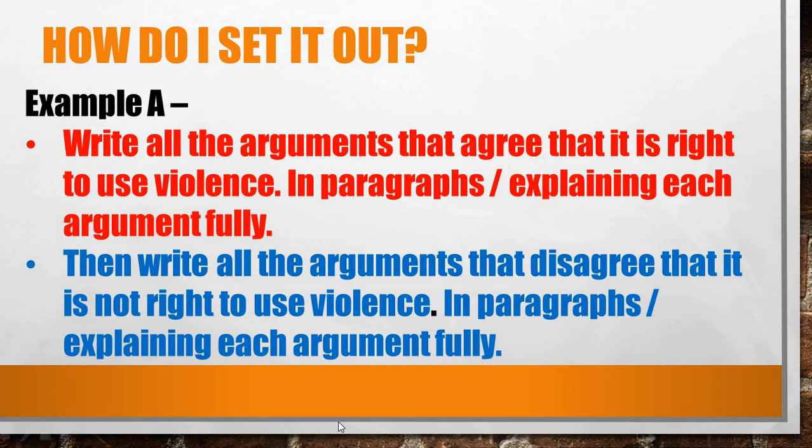Then you're going to move on to the main part of your discussion text, and there's two ways that you could set it out. Example A, you could write all the arguments that agree that it's right to use violence, all those together in paragraphs explaining each argument fully. Then when you've finished that, move on to all the arguments that disagree. So put all those arguments together again, lay them out in paragraphs, explaining each argument fully. So you could do it that way.